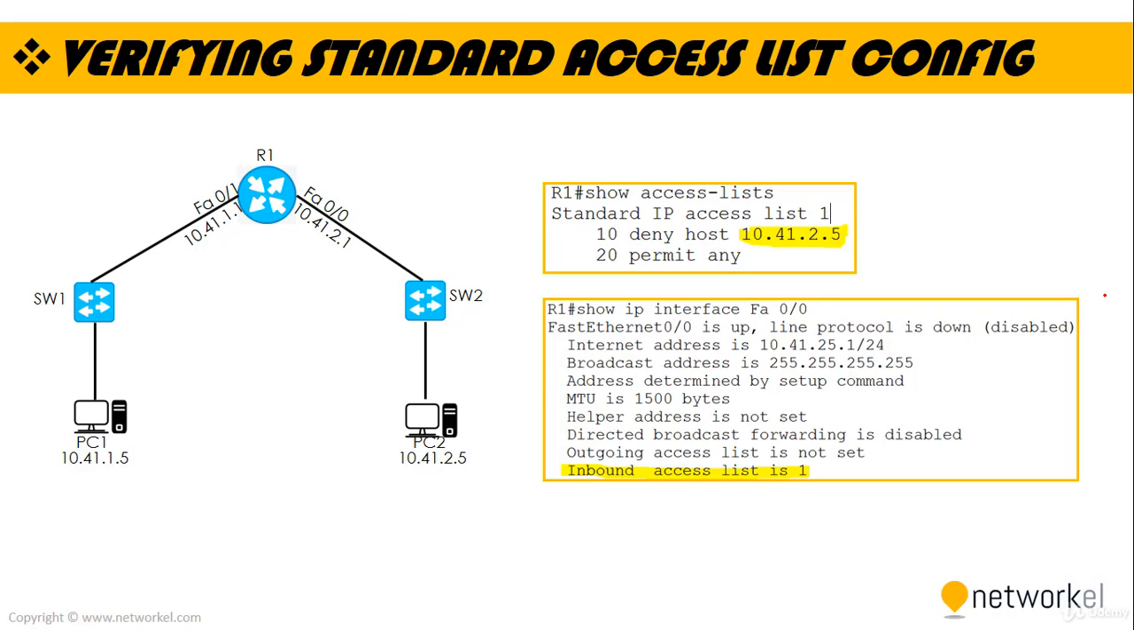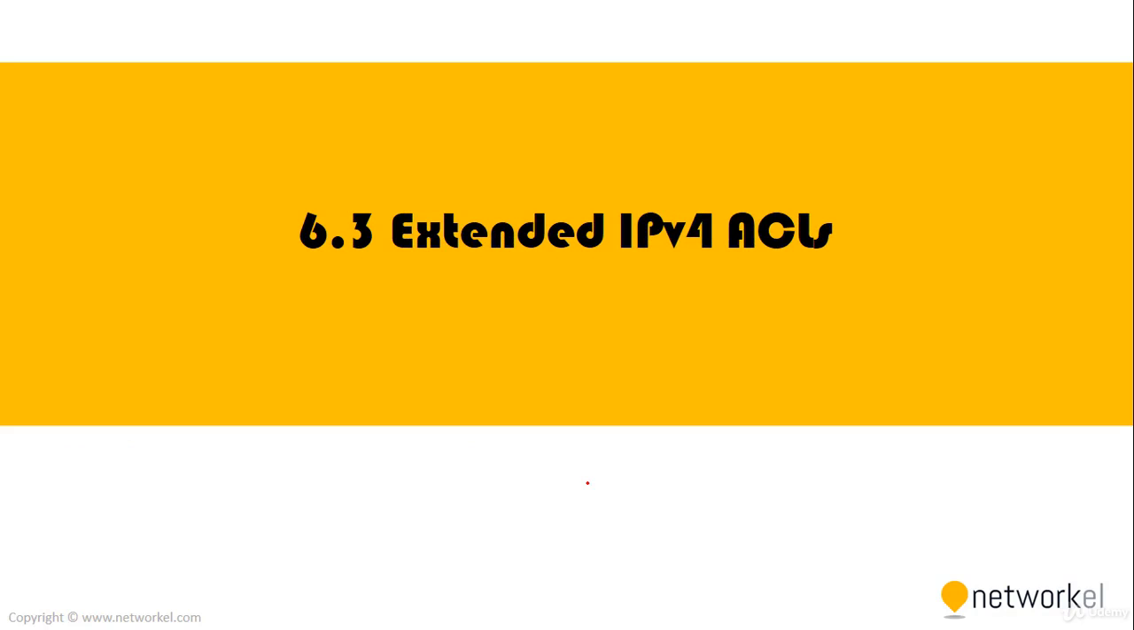To verify the standard access list configuration, we can use the show access-lists command, and we can also use the show ip interface command with the related interface, and we can see if there is an inbound or outbound access list applied to that interface.